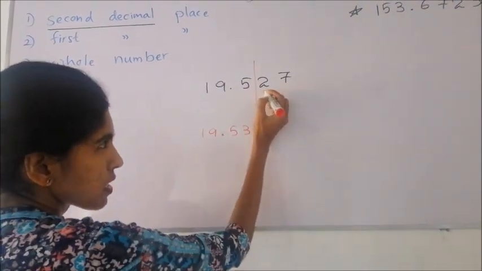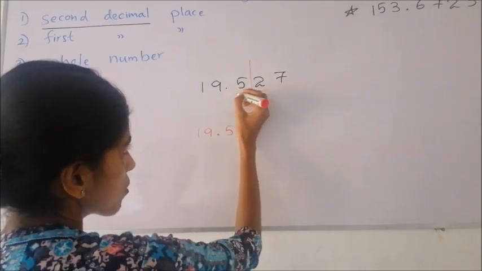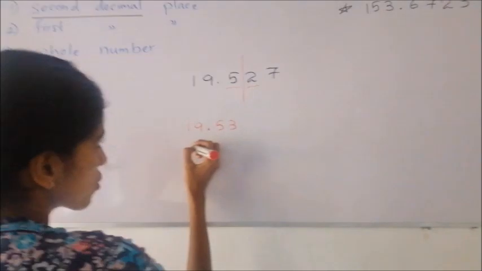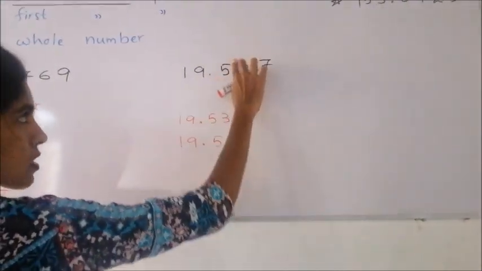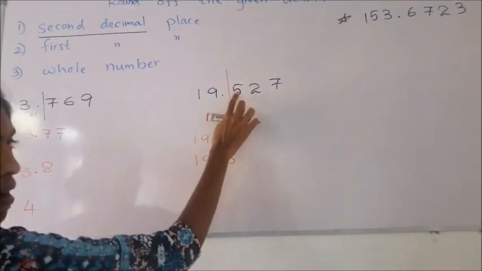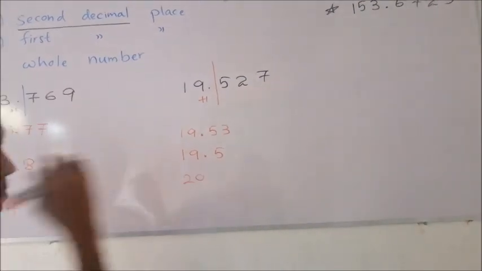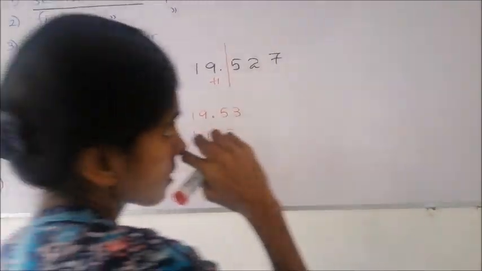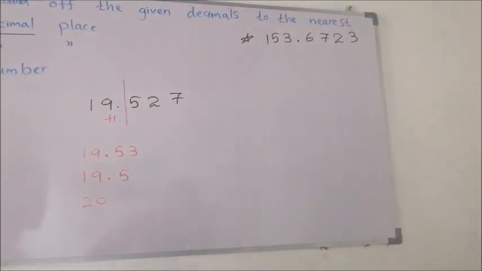Next, to the first decimal place, only one decimal place is needed. When you are removing such a number, we don't need to do any change here. So we can write 19.5. Next, to the nearest whole number, that means remove all the decimal places. See the number? So need to add 1 here, right? So the answer becomes 20.